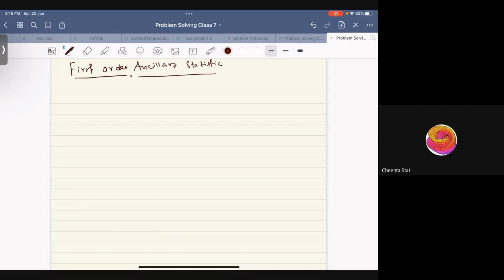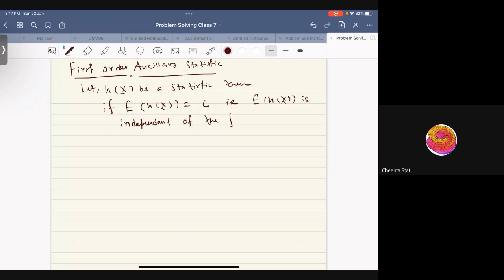So first order ancillary is that if H(X) is a statistic, then the expected value of H(X) equals c, a constant, that is, the expected value of H(X) is independent of the parameter, then it's called first order ancillary.